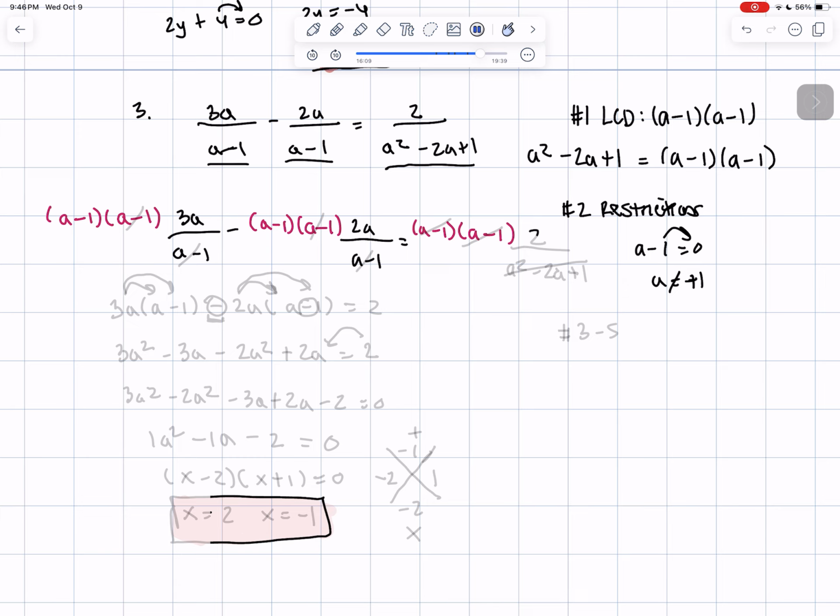Okay, so now I cross out what I don't need. We have two of the same a minus 1, so we're only going to cancel out one because we only have one denominator. So for both of those, I'm going to cancel out only one. But this one has both of them, so we're going to leave those behind. So what's left behind over here is 3(a minus 1) minus 2(a minus 1) equals 2. Again, we only take out one of the a minus 1s because we have two of them in the LCD and only one denominator. So now we can distribute.